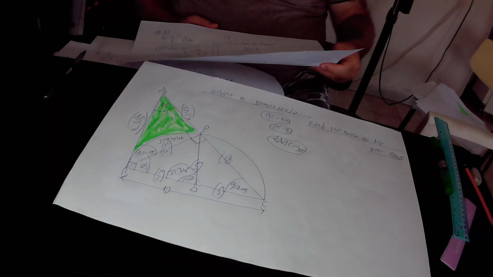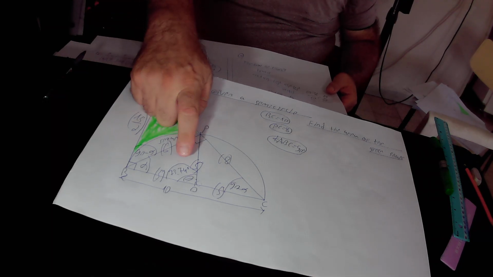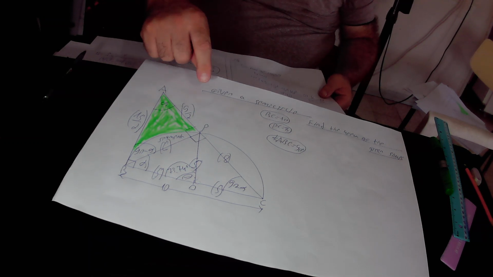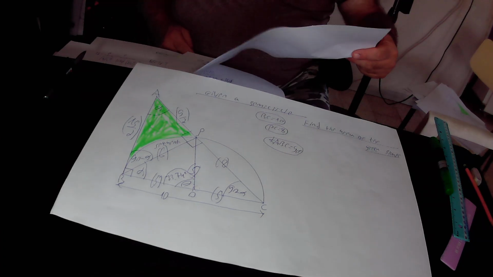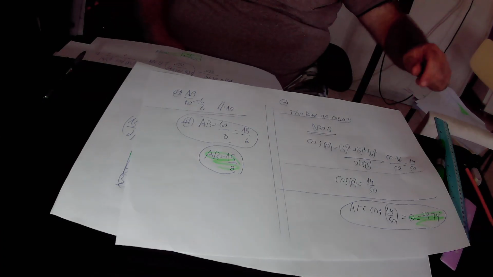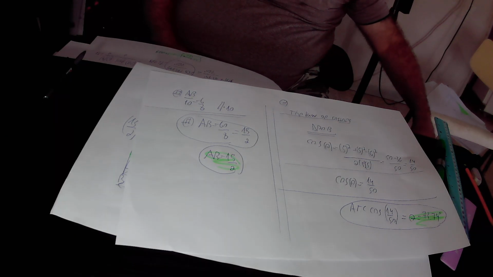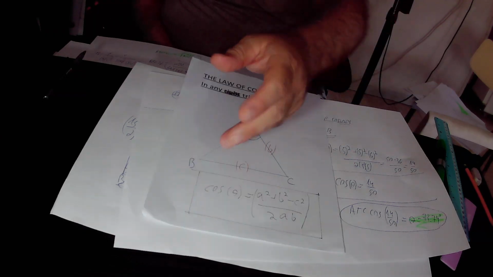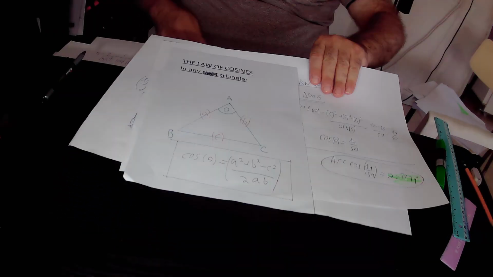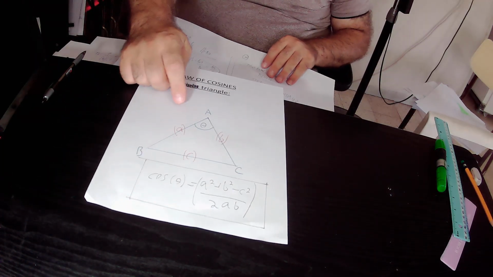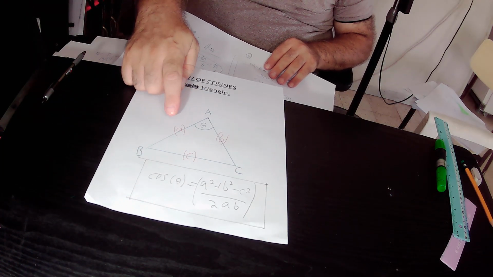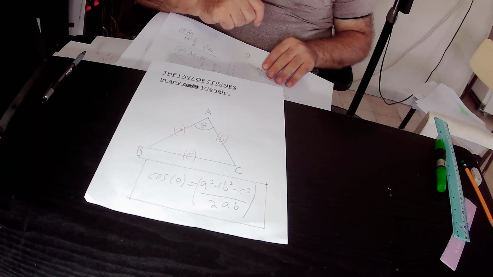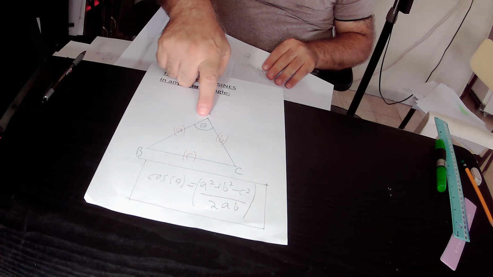In the next step we define this angle as theta and we implement the law of cosines in triangle BPO. Actually, the law of cosines is true in any triangle. So this is triangle ABC, which could be any triangle. In triangle ABC, AB equals A units, AC equals B units, and BC equals C units. Angle BAC equals theta.